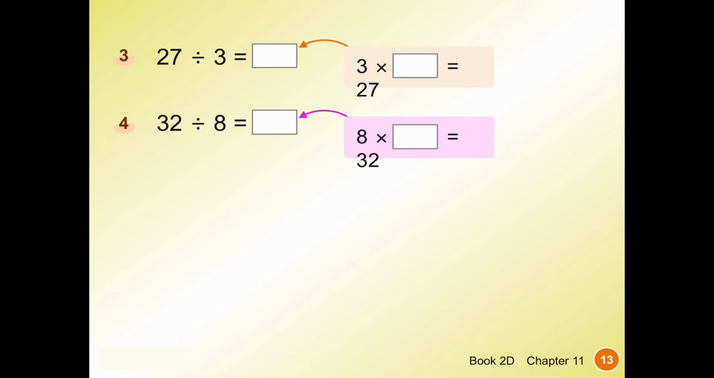So question number 3 and 4, try this on your own first.